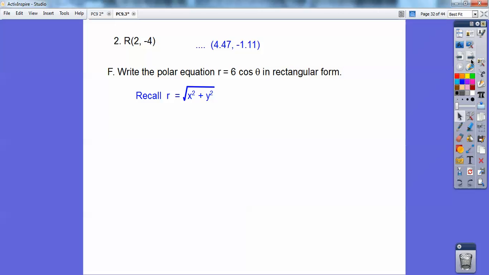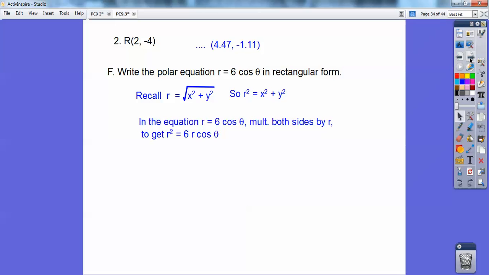Okay, remember r squared is x squared plus y squared. So I'm going to just multiply both sides by r to get an r squared there. So you get r squared equals 6r cosine theta. So this right here is x squared plus y squared. This is just 6x right there. So x squared plus y squared equals 6x, and that's your answer.